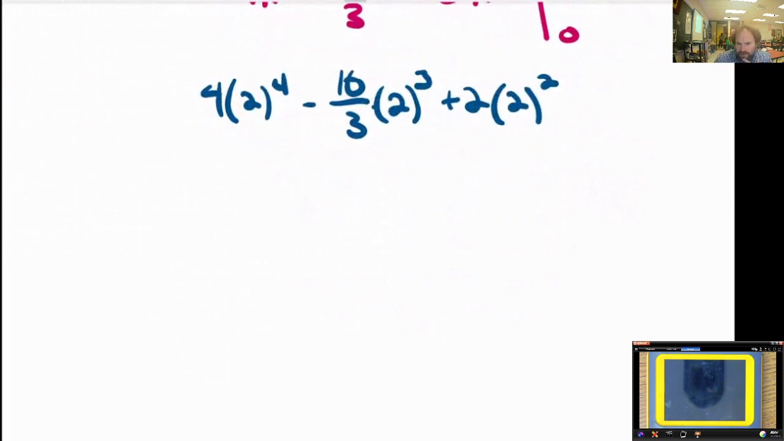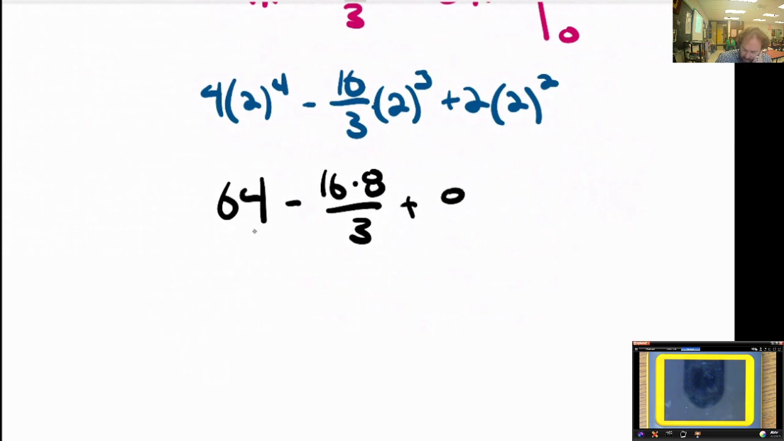2 to the fourth is 16. 16 times 4 is 64. This is 16 times 8 over 3, and I was hoping that something would shake out nicely there, but I don't think it will. And that's 2 times 2 times 2, and that's 8 right there. So 64 plus 8 gives us the 72.